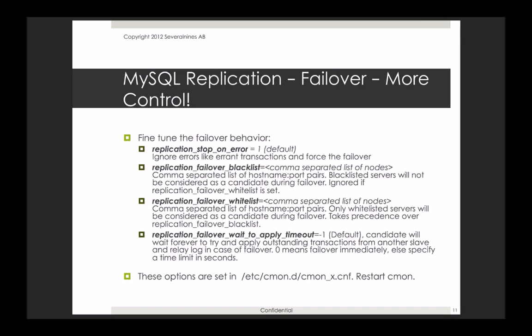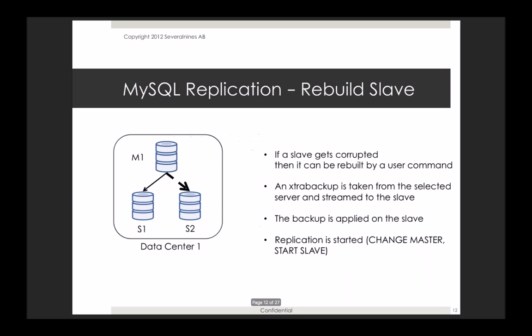And this timeout then specifies how long it should wait to apply outstanding changes before making it a master. We are setting it to -1 by default, so it will wait forever to apply these changes. But this is a behavior that you then can configure yourself. As I said, it's then also possible to rebuild a replication slave. So if a slave is getting corrupted for some reason, you can rebuild it by a command.